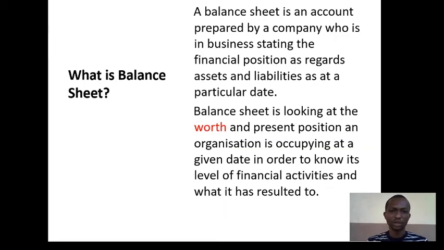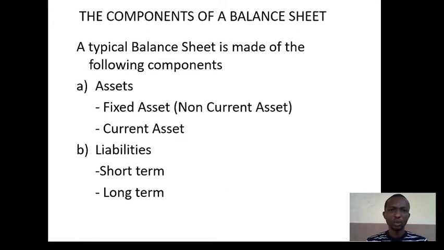Okay, all right. The components of a balance sheet. A typical balance sheet is made up of the following components. We have the assets. In the assets, we have fixed assets and we have current assets. Those are the two types of assets we have. Fixed assets, as a result of transition, are now called non-current assets. But I believe at your level, it can still be called fixed assets. Then we also have the current assets.